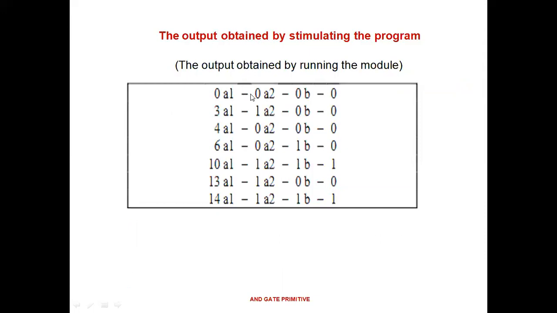Next, what is the value of A1? What is the value of A2? What will be the output? So 0 0 means AND gate output is 0, 1 0 means AND gate output 0, 0 0 output is 0, 0 1 output is 0, 1 1 output is 1, 1 0 output is 0, 1 1 again 1. That means we have verified the functionality of the AND gate by checking all the possible input combinations of your AND gate, that is 0 0, 0 1, 1 0, 1 1. Yes, that means your AND gate is functioning correctly.